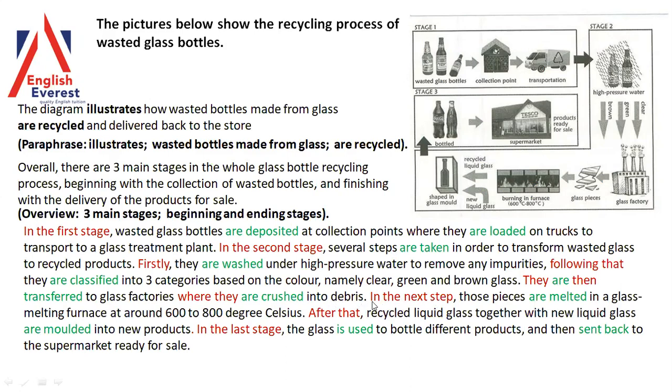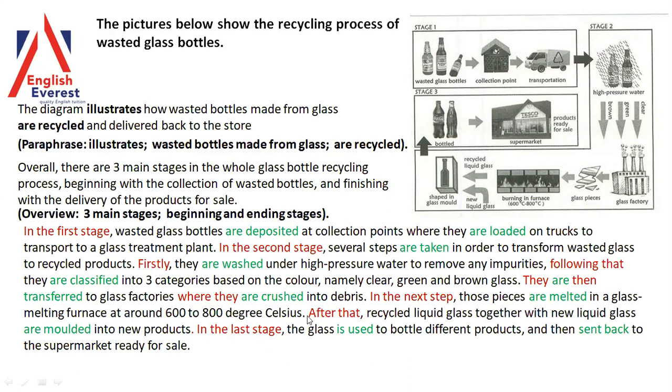In the next step, again our linker to introduce the next part of the process, those pieces are melted in a glass melting furnace at around 600 to 800 degrees Celsius. There's the information, 600 to 800. After that, recycled liquid glass together with new liquid glass are molded into new products.